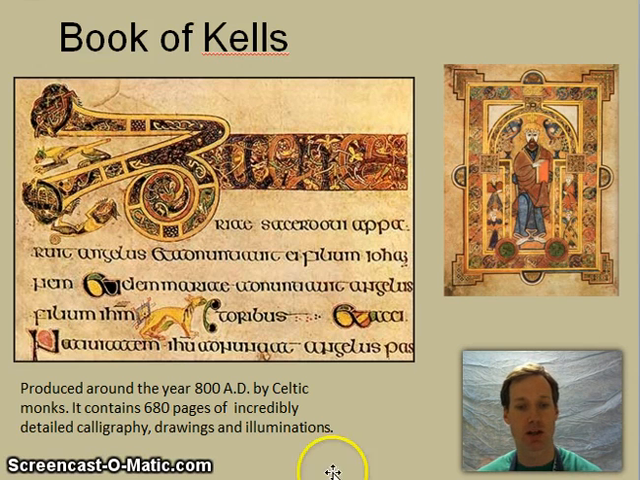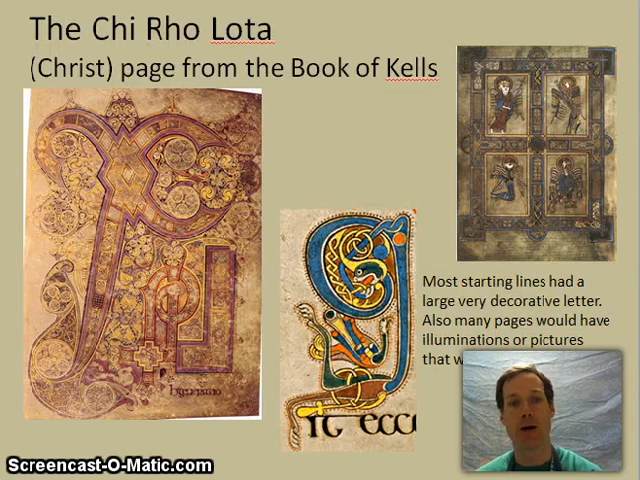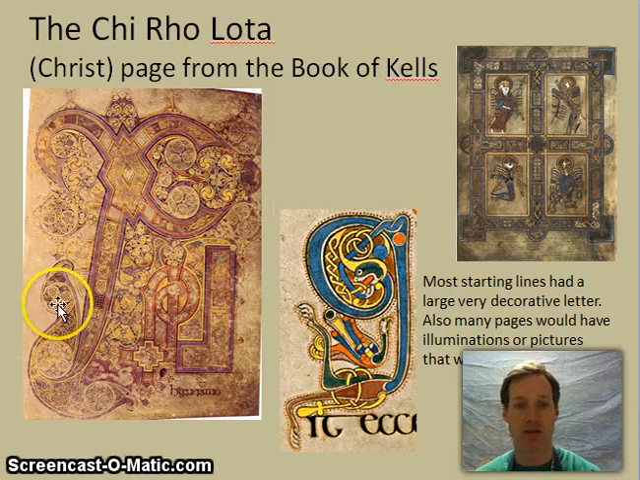The Book of Kells was made in around 800 AD by Celtic monks and has about 680 pages to it and has many detailed calligraphy and drawing examples. Here are some other pages from the Book of Kells, and you can see here this letter P that goes right here along with the other letters.